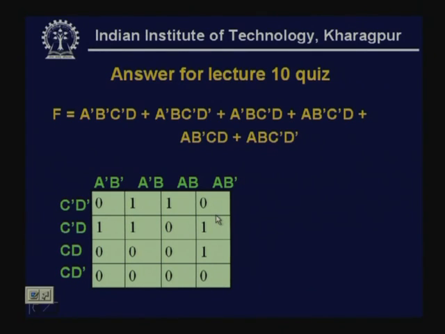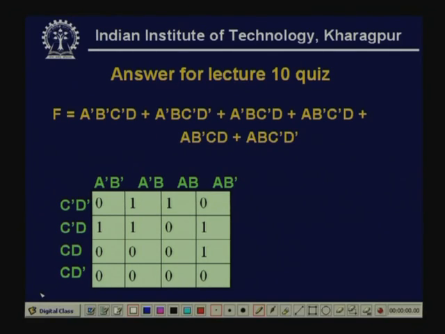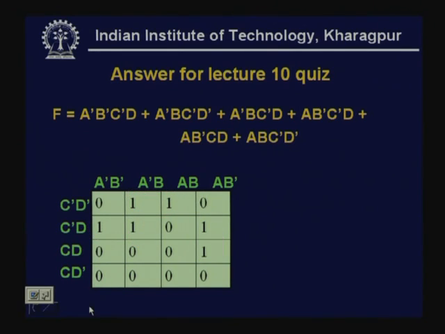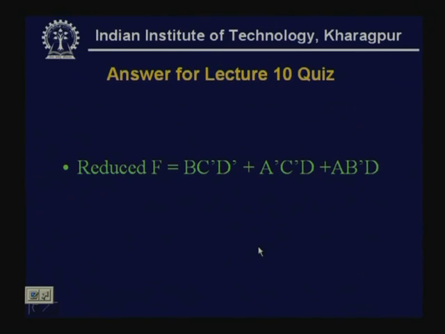Now, if we do the couple or quad or the octet, whatever be the thing, here it will be only couples. We see that this will be one couple, this will be another couple, and this will be a couple. So, there are 4 couples. Now, if we put that together, then the sum will be B C dash D dash plus A dash C dash D plus A B dash D.